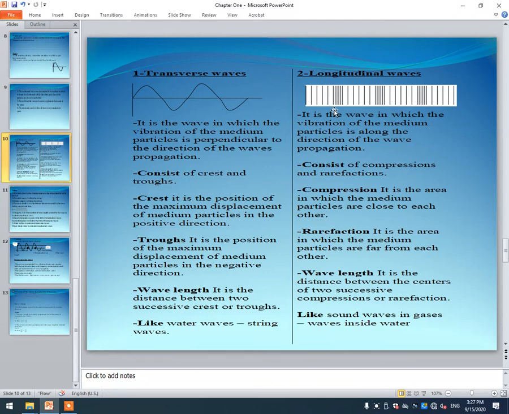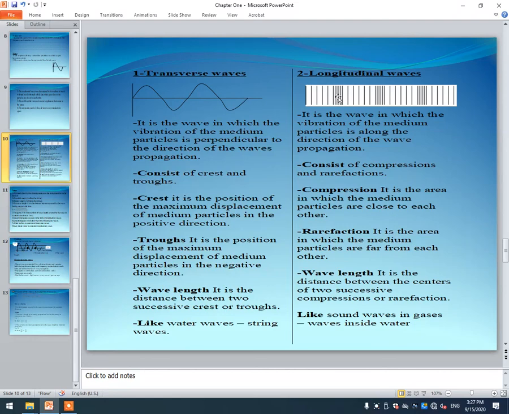The points which have the same location. We will deal with the center of the area. We can't deal with the edge of the areas. But what about this point and this point here? Do these 2 points have the same phase? Of course not, because this is compression, and this is rarefaction. So the distance here isn't called wavelength.